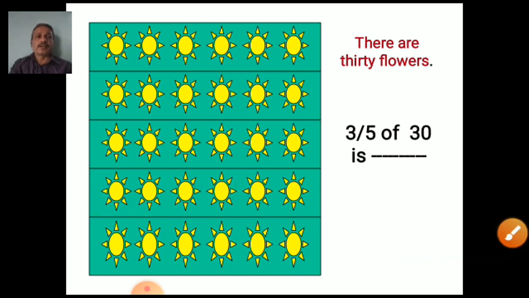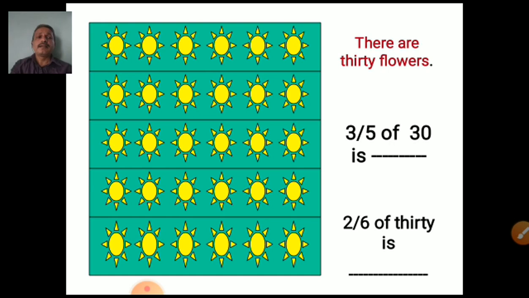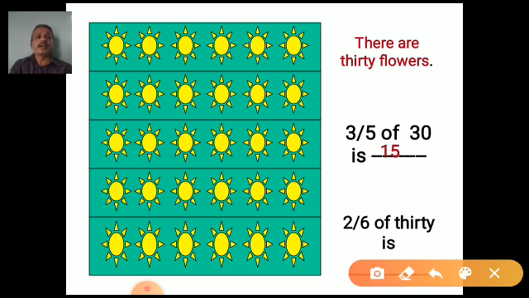Good. Let's check. Here for 2 upon 6 of 30, see, the second number is written in words. Don't worry about this one. So let's check. First one is 3 upon 5 of 30, but here 18 is coming. Beta, correction is there, 18. This is the 18. How we found it? 18. Good.